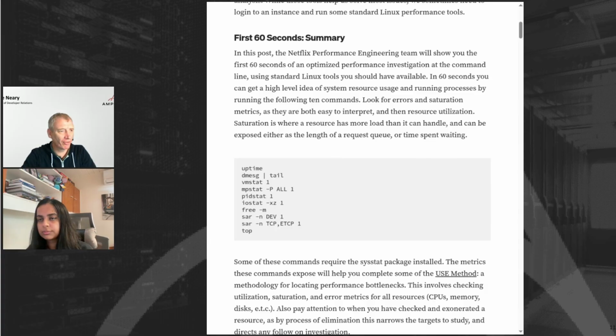Yeah, Brendan mentions in that blog post the USE method, which is something I hadn't heard of before. Can you explain what the USE method is and how it's useful? Yeah, so the USE method stands for utilization, saturation, and errors, right? It is a systematic approach to eliminate every system that might be causing a problem for your application. So, for example, you can apply the USE method for CPUs, for the IO subsystem, for the memory subsystem, and so on and so forth, right?